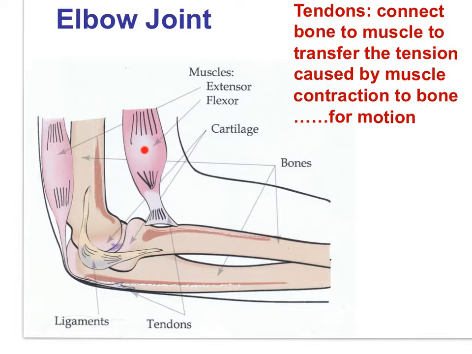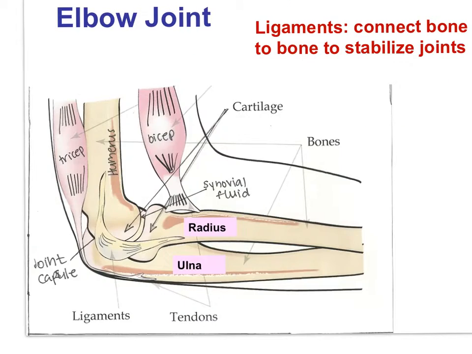The biceps has a tendon that attaches the biceps to the radius, and the triceps has a tendon that attaches the triceps to the ulna. Ligaments connect bone to bone in order to stabilize the joint. A ligament is seen here, connecting the humerus to the radius. Ligaments hold together the bones that articulate at a joint.